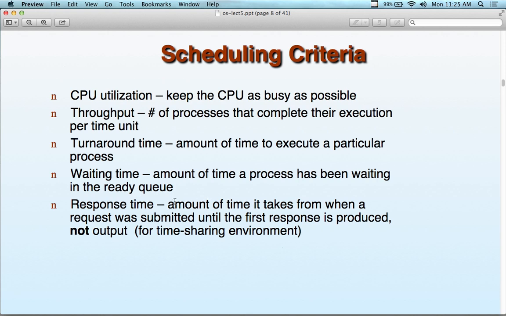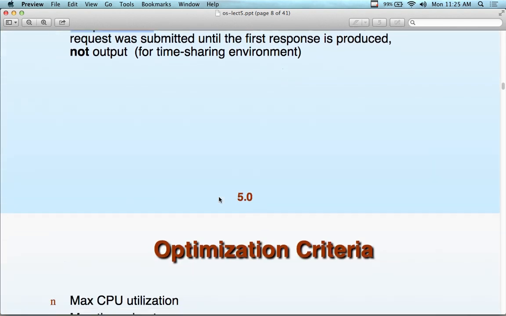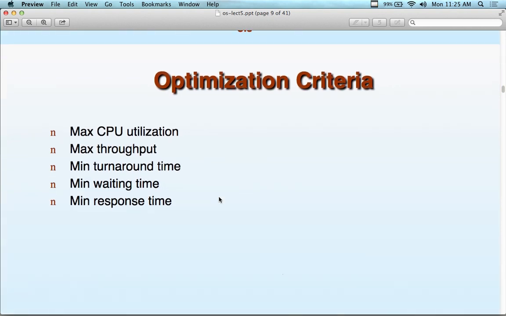And then response time, that's going to be a hard one to measure because it depends on how you set it up. It's the amount of time from when a request was submitted until the first response is produced, not output, for a time-sharing environment. So if you wanted to, you could use a random and start the jobs at randomly different times or something, and then you'd have different stuff in there.